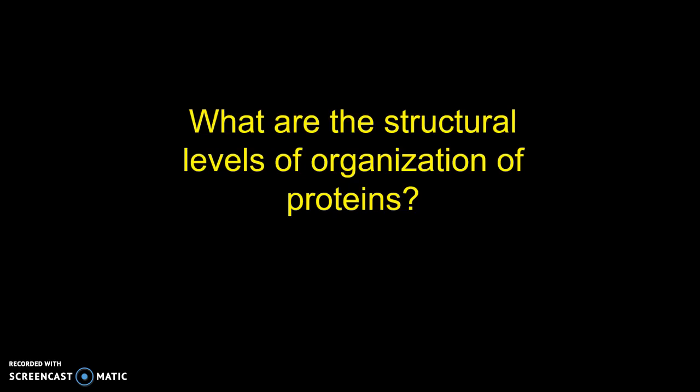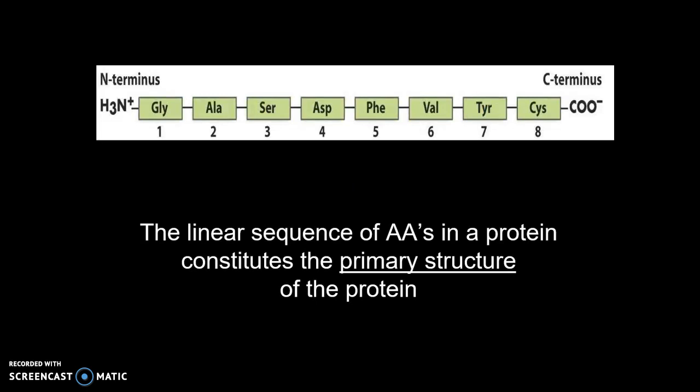Some have quaternary organization, some do not. So what is primary, secondary, and tertiary organization? I've alluded to this already, but the primary structure is just the left to right reading of the amino acids in sequence. And so this is the structure that is coded by the DNA.